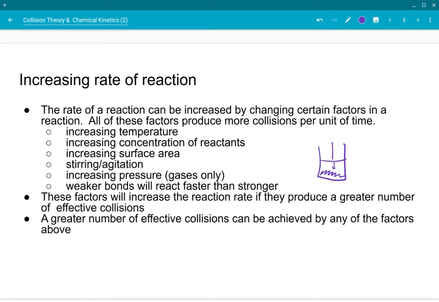So all of these factors will increase your reaction rate because they produce a greater number of effective collisions. And a greater number of effective collisions can be achieved by any of those factors above.